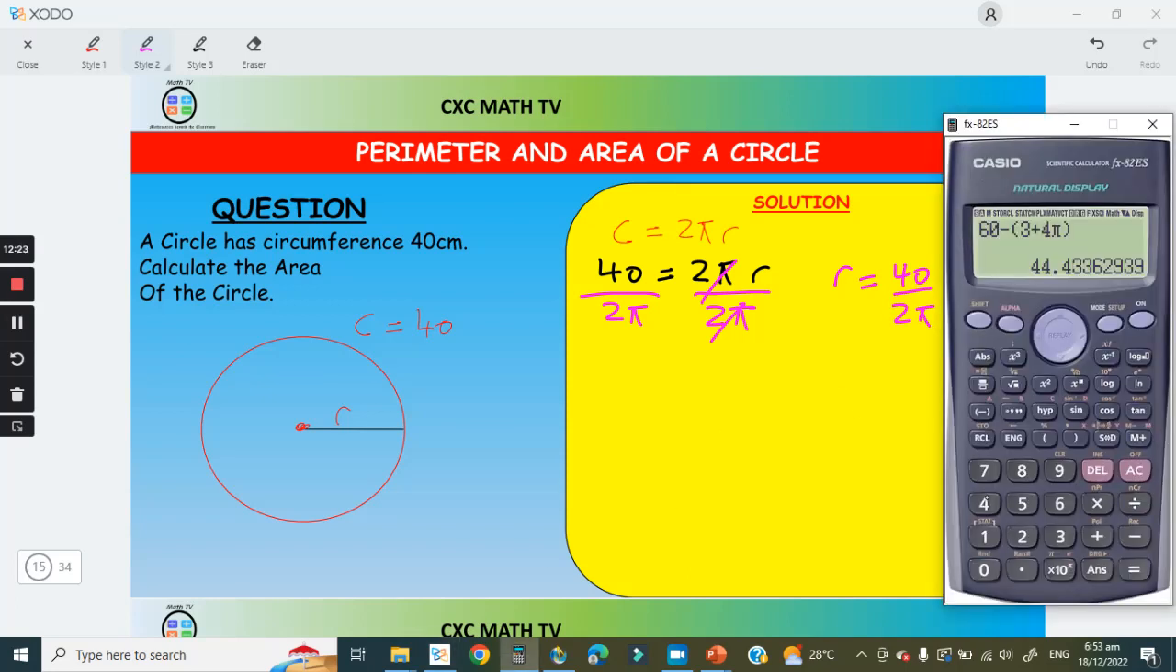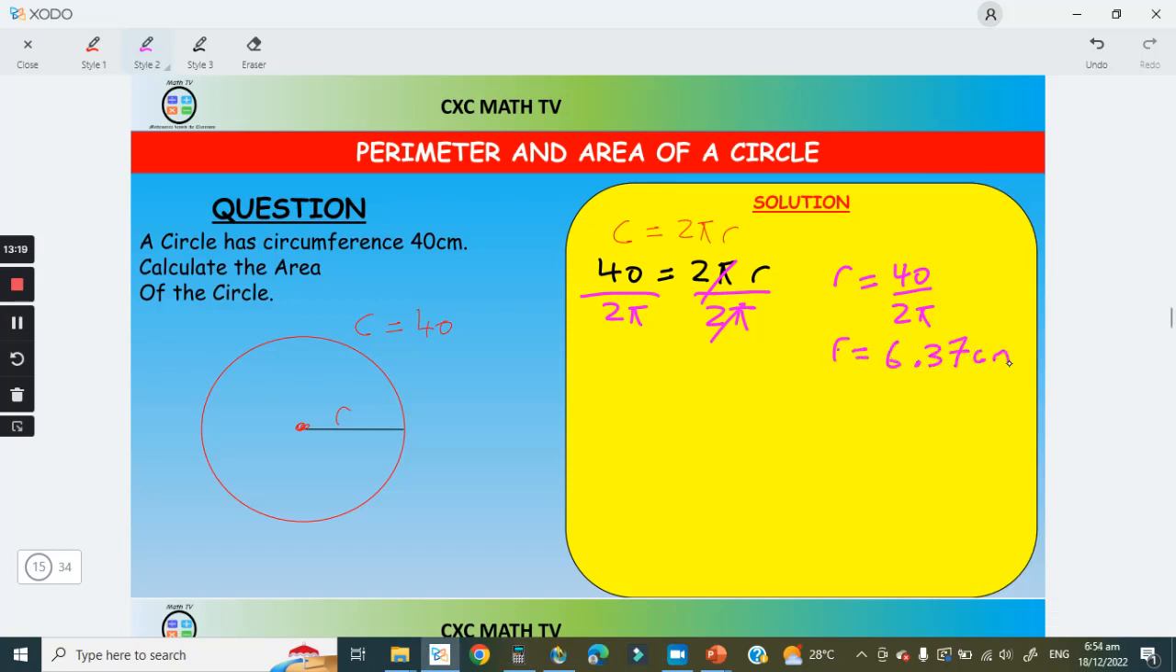And we're going to put that into our calculator. 40 divided by 2... Let me try that again. 40 divided by 2 times pi. Oh, so my calculator is doing that. 40 divided by, in bracket, 2 pi. There we go. My calculator was just giving me a little blemish there. So it's 6.37. That's our radius.